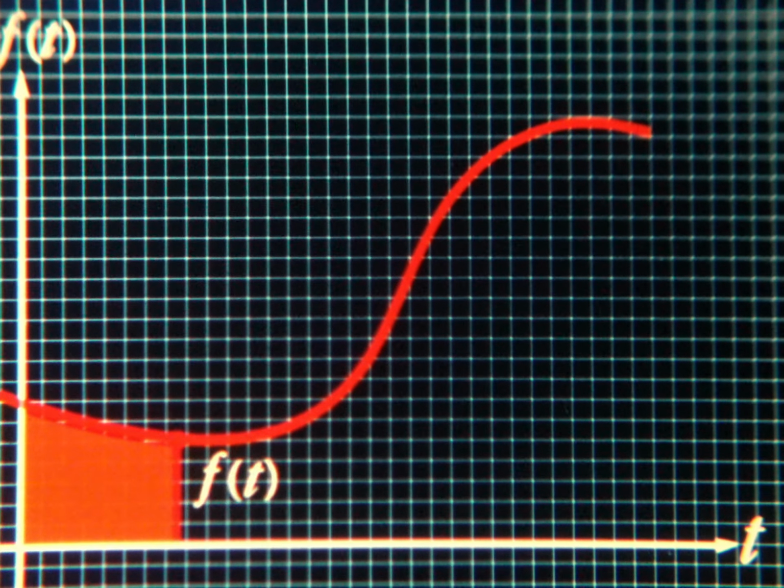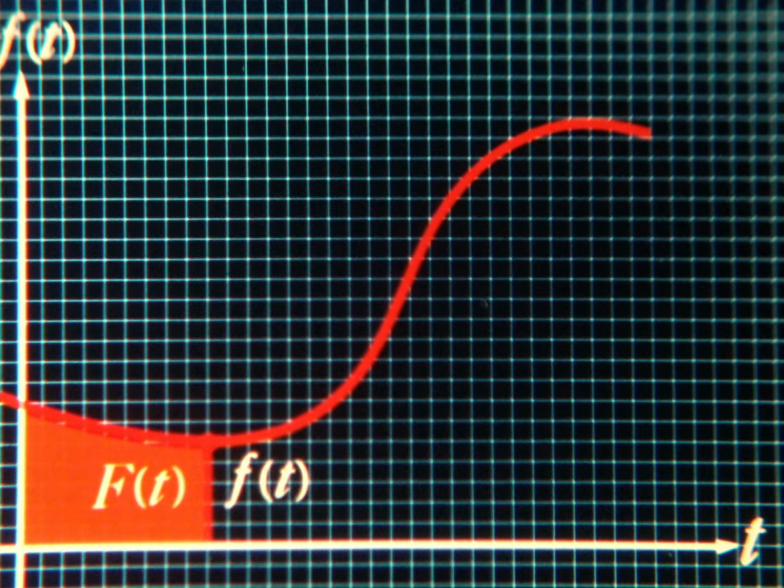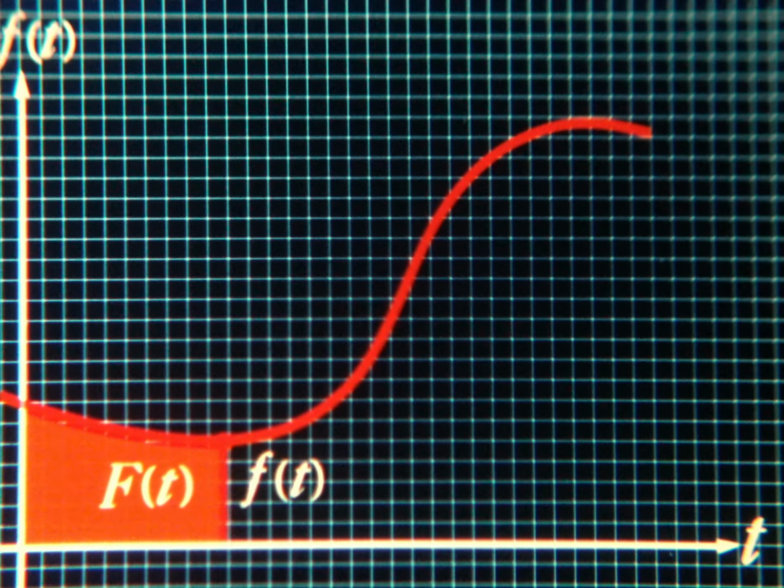Suppose f of t is a quantity depending on time t. Consider the area which accumulates under the graph of f as time passes. Let us label it cap F of t, for it too depends on time. Now clearly there is some relation between cap F and f. For instance, when f rises more sharply, cap F appears to increase faster, as we see here.